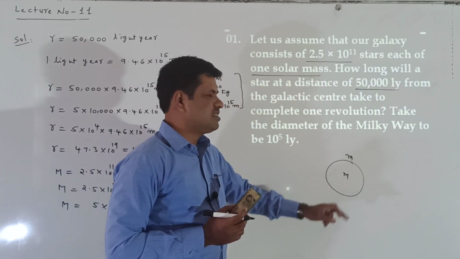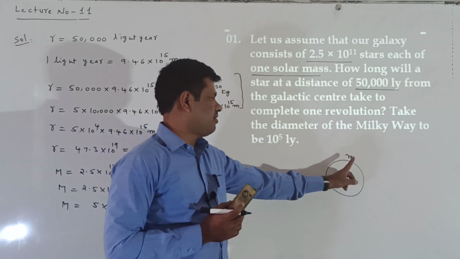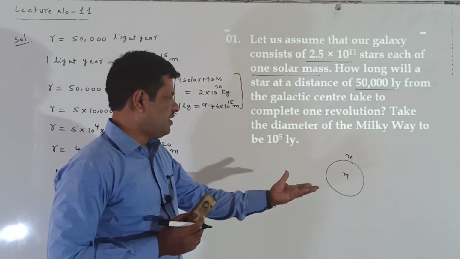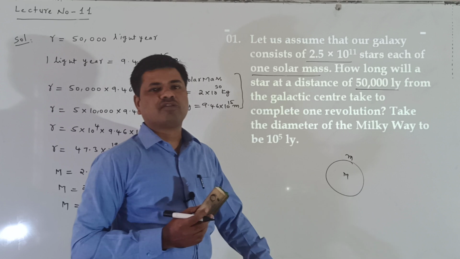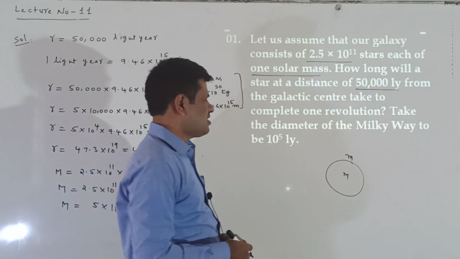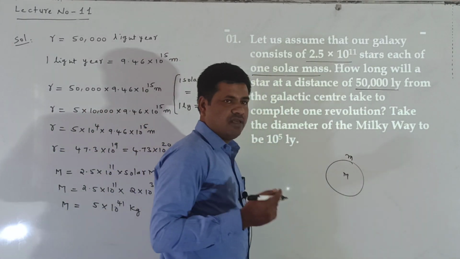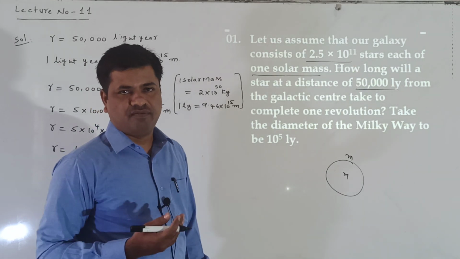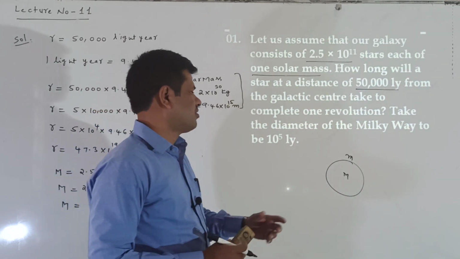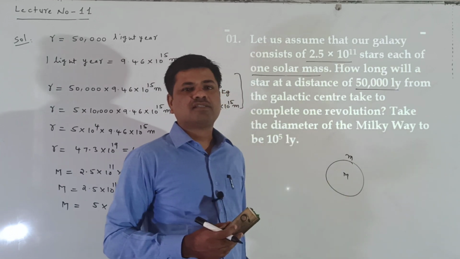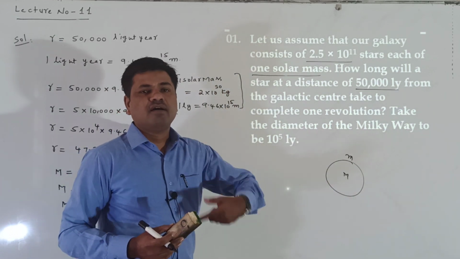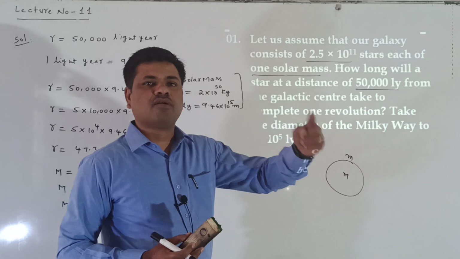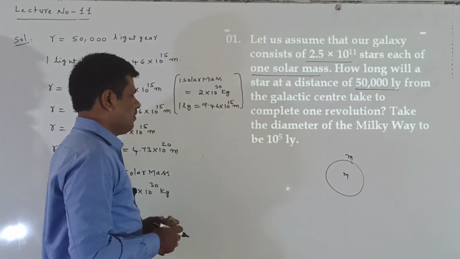Here capital M is the mass of the galaxy and small m is the mass of the star. In between there is a gravitational force of attraction. This gravitational force of attraction is balanced by the centripetal force. That means the gravitational force of attraction gives the centripetal force for the star revolving around the galaxy. So what am I writing here?